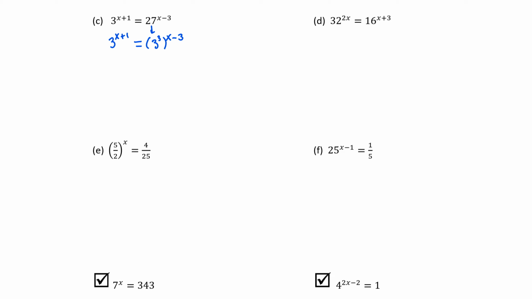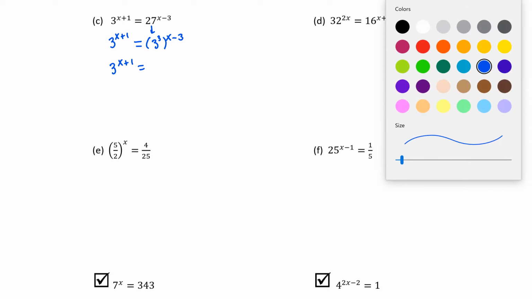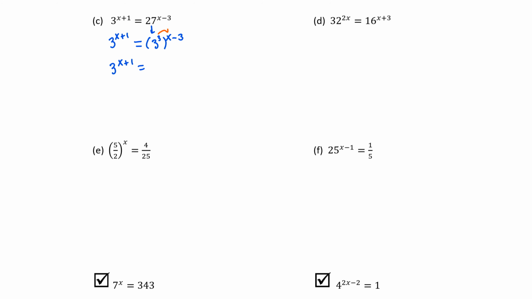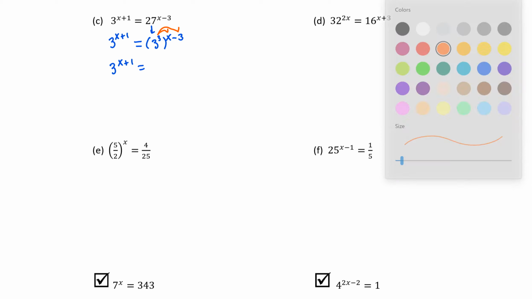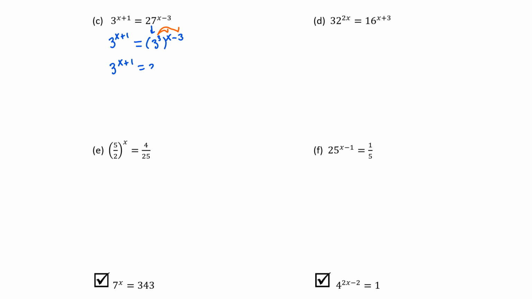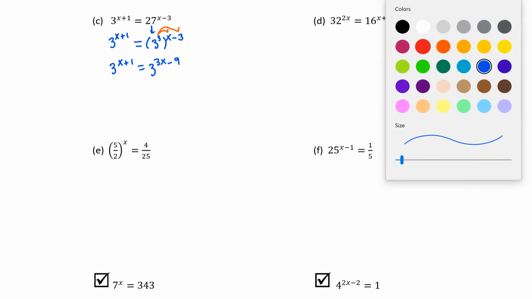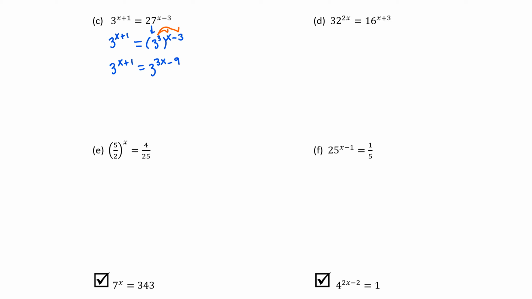power, x minus 3. Over there on the right side, notice we have the case where we're raising one power to another power. In that case, we need to multiply the powers. And to do that, we need to execute our distributive property. So we can simplify this as 3 to the 3x minus 9. Now, we have achieved like bases. Now we can set the exponents equal.